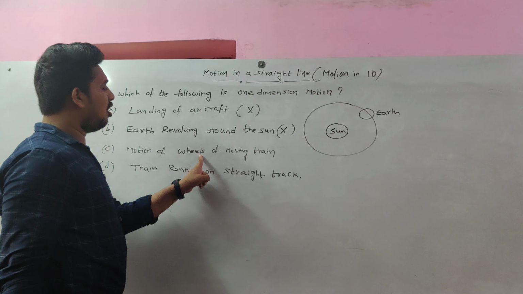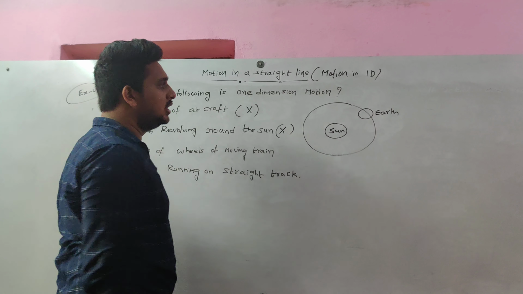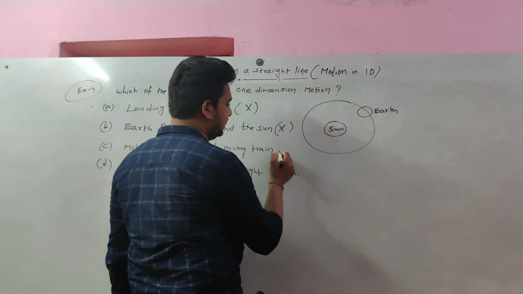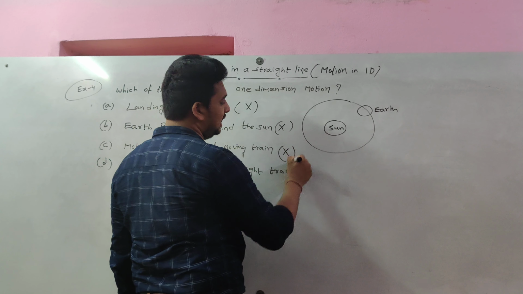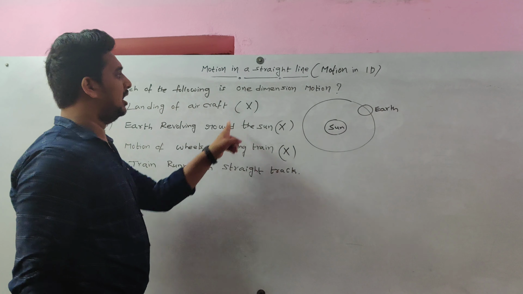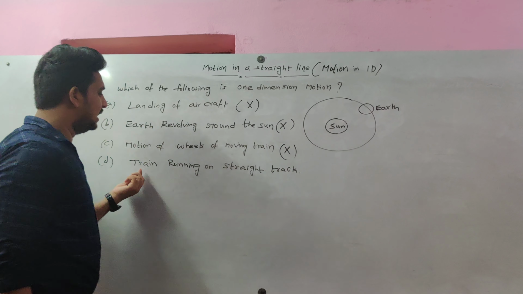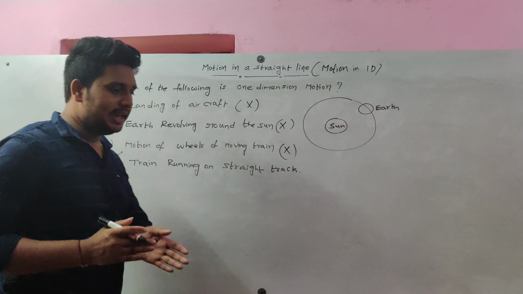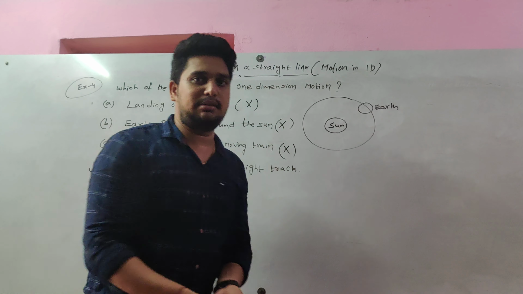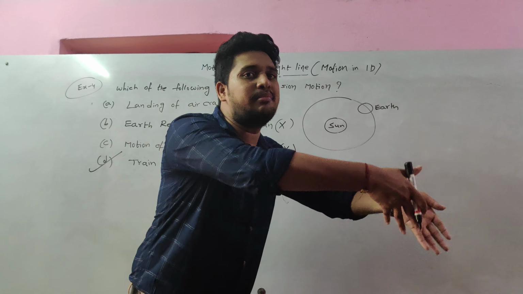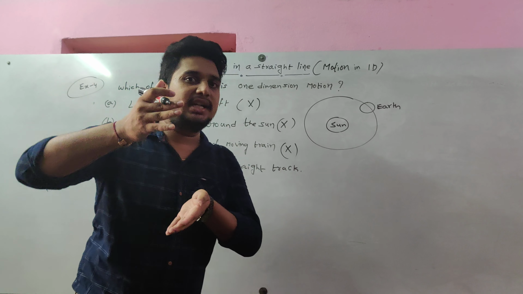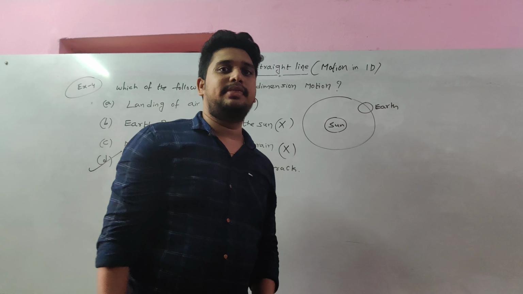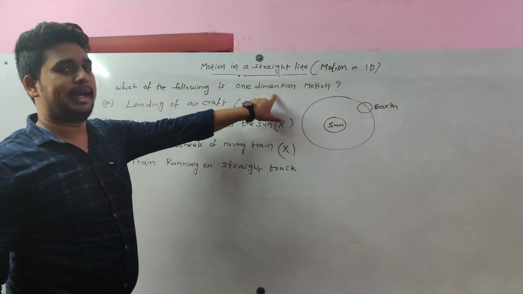Next, the motion of wheels of a moving train. The wheels of a moving train also travel in a circular path only, so this is also not one dimensional motion. Next, train running on a straight track. This is correct. The train is traveling in straight line motion. That means motion in one dimension, traveling in a straight line, so it belongs to motion in one dimension.